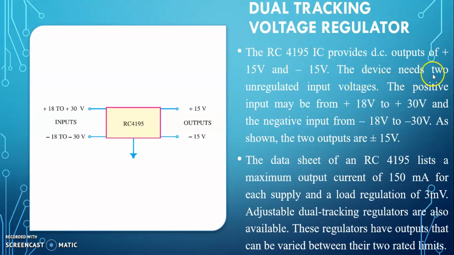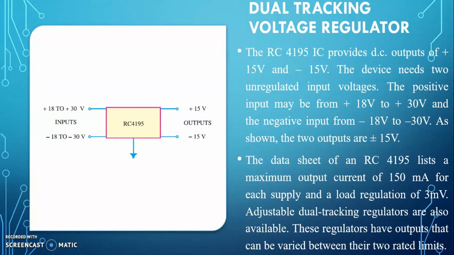The device needs two unregulated input voltages. The positive input voltage may be varied from plus 18 volt to plus 30 volt and the negative input voltage varied from minus 18 volt to minus 30 volt. As shown, the two outputs are plus 15 volt and minus 15 volt. The data sheet of an RC4195 lists a maximum output current of 150 milliamps for each supply and a load regulation of 3 millivolt.